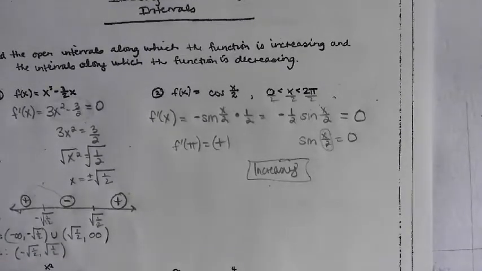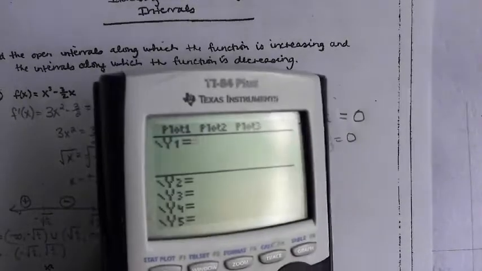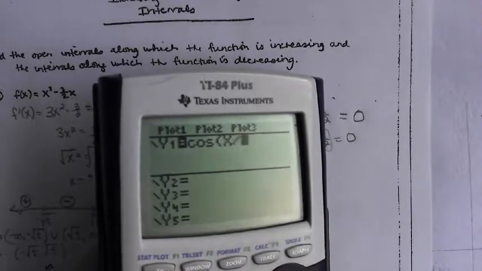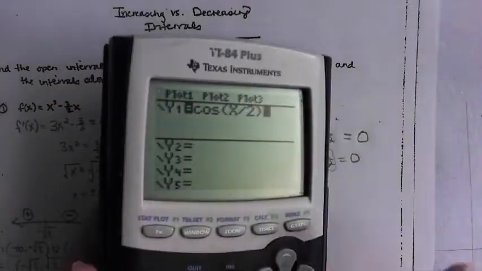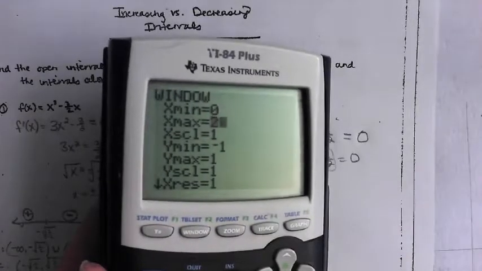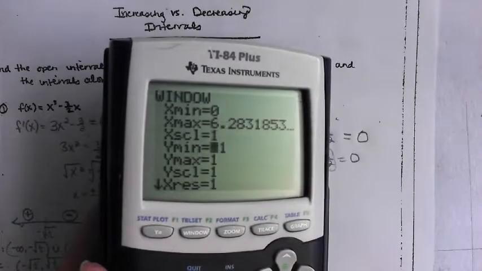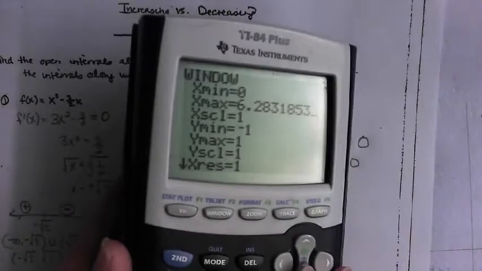So let's look at that one to confirm, because it kind of feels a little fuzzy. Window from 0 to 2 pi. That should be fine.